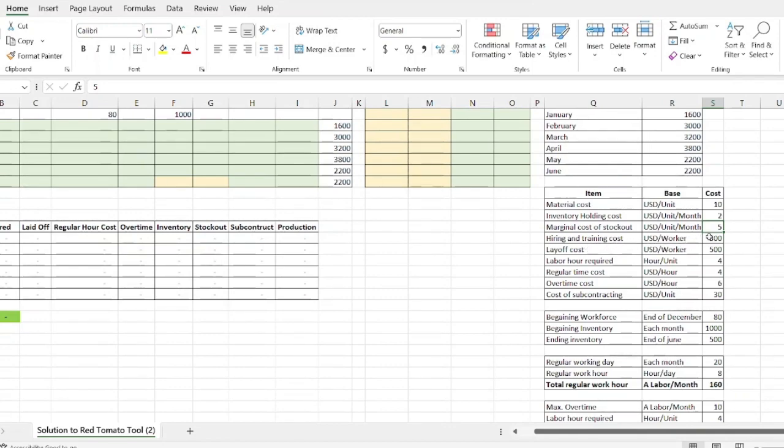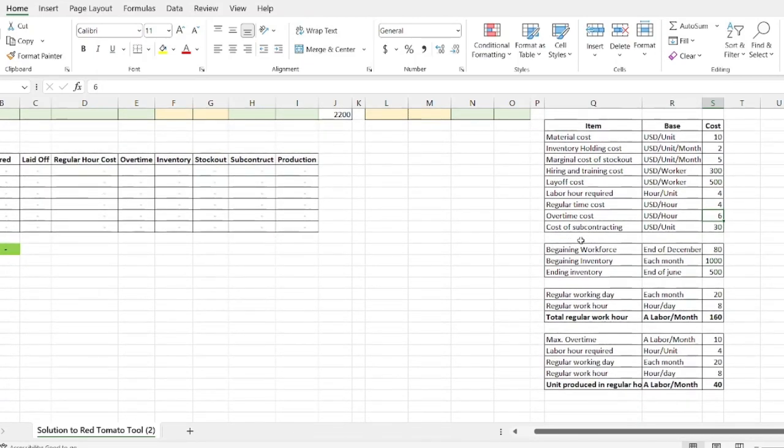Hiring and training cost is $300 per worker. Layoff cost is $500 per worker. Labor hours required to produce 1 unit of tool is 4. Regular time cost is 4. Overtime is 6. These are the information that is given. Now, there is some more information given: the beginning workforce will be 80. So at the beginning of the period we have 80 people working in the organization.